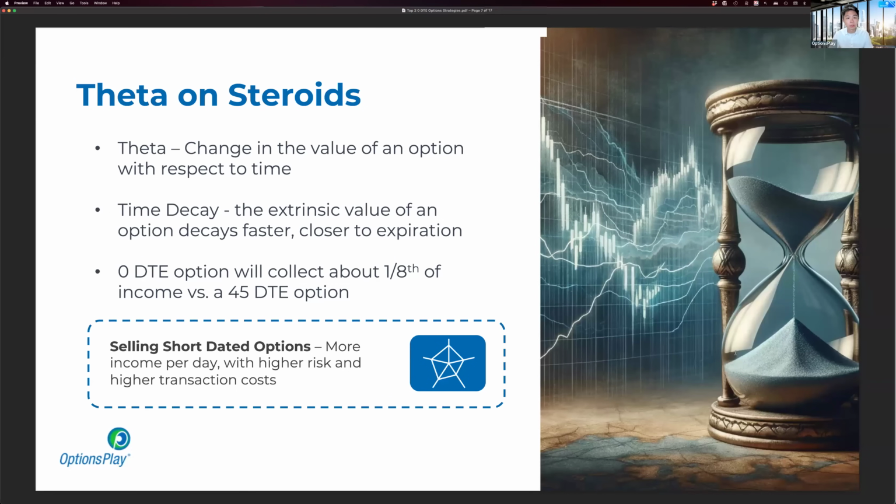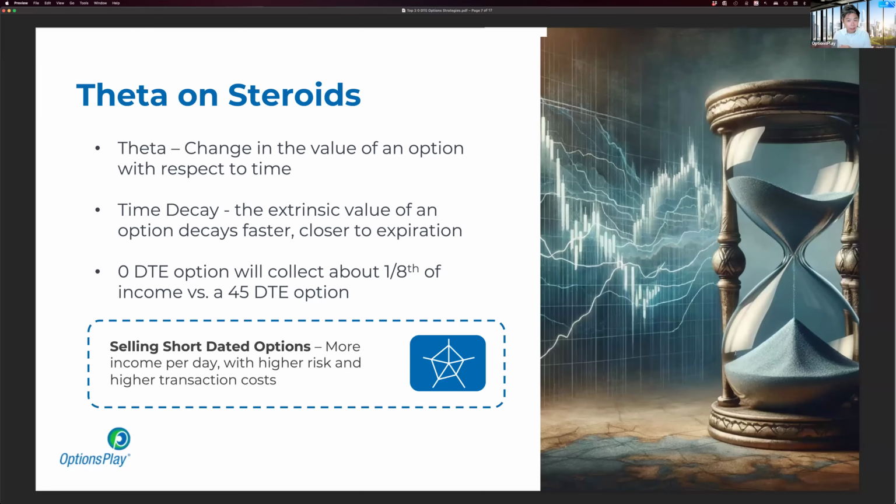So we did some comparison of 0 days to expiration extrinsic values versus 45-day options extrinsic values, to get a sense of how much income you are collecting on a 0 days expiration versus a 45-day expiration, which is our typical expiration cycle when we're looking at covered calls, credit spreads, iron condors, those types of option selling strategies. When we're doing longer dated options, we usually go out about 45 days. What you find is that at 0 days to expiration, you collect about 1/8 of the premium that you would typically get on a 45-day option.